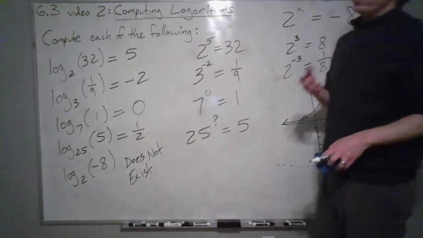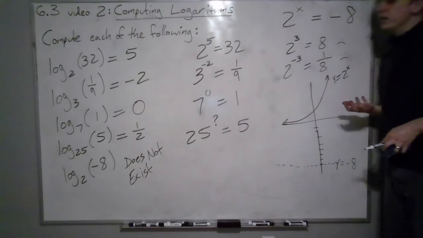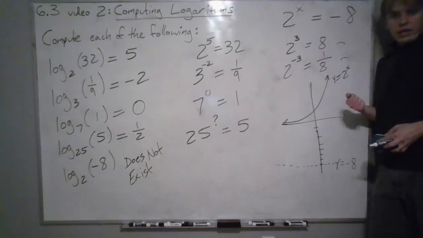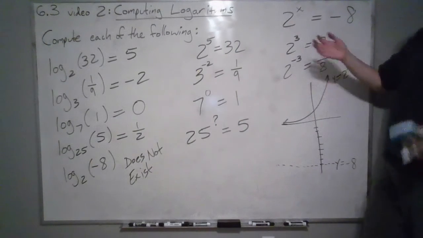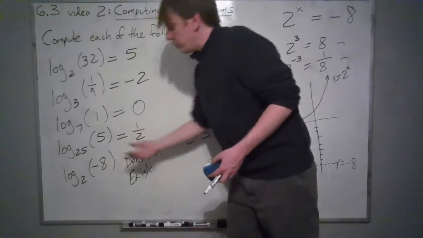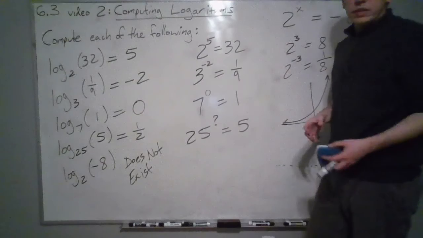Up until this point, the only times you're really worried about domain is make sure you're not dividing by 0, make sure you're not taking a square root of a negative. Now apparently there's a new kid on the block and he's going to cause his own set of problems. We also need to make sure we're not taking logs of negatives apparently.